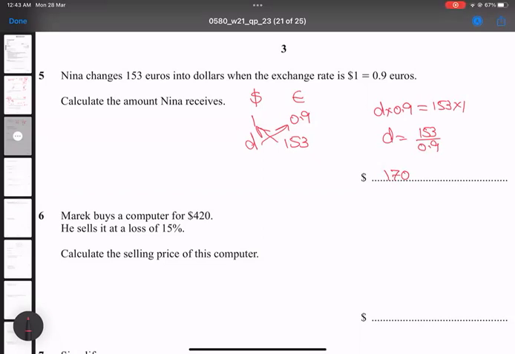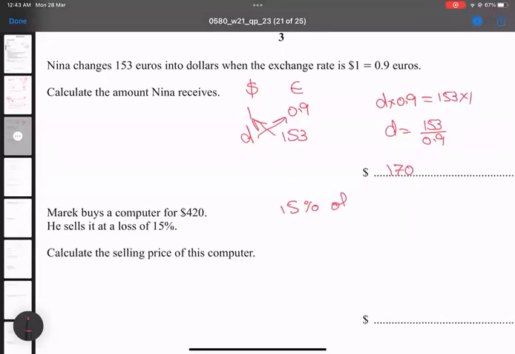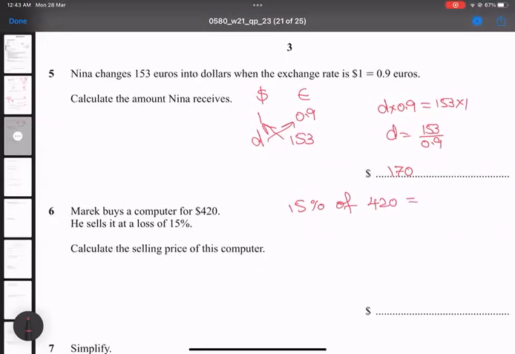He sells at a loss of 14%. What is the selling price of this computer? So we have a 14% loss. We can do it two ways, but the best way, I think, is 14% on loss. So this 420 is the cost price. So 14% of cost price becomes, let's see what the answer turns out to be, 14 out of 100 into 420. And if I check it, the answer turned out to be $63. So we have to lose $63.